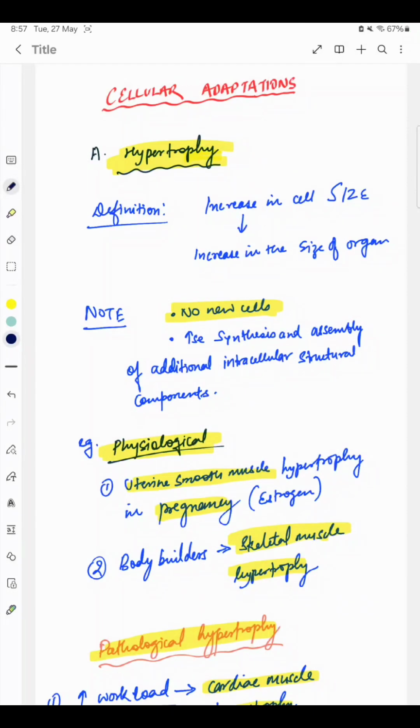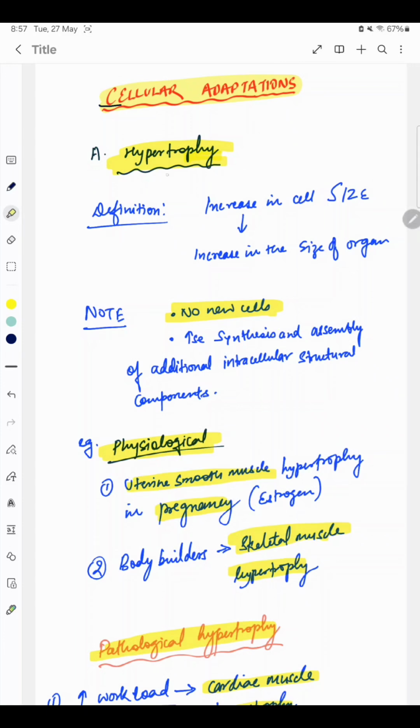Hello everyone. Now we are going to discuss cellular adaptations. When a cell experiences stress stimuli, it undergoes some sort of adaptation.